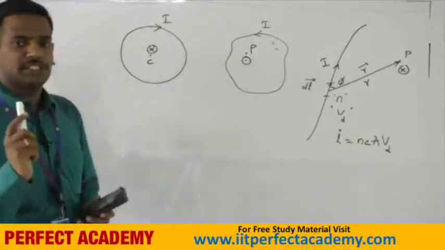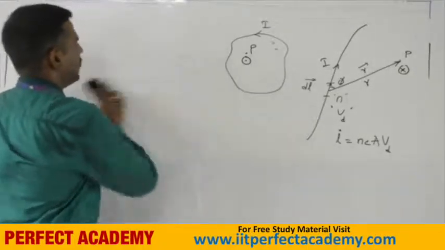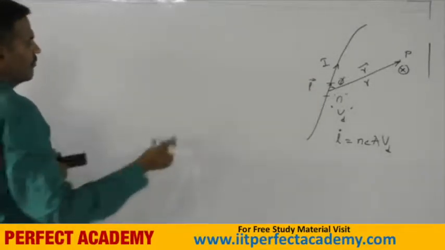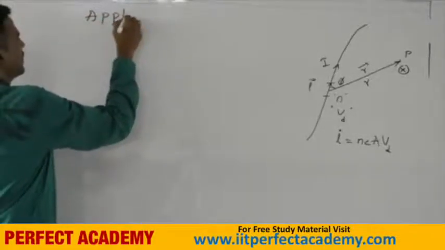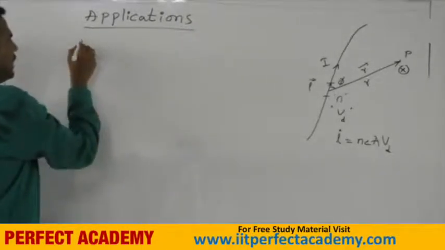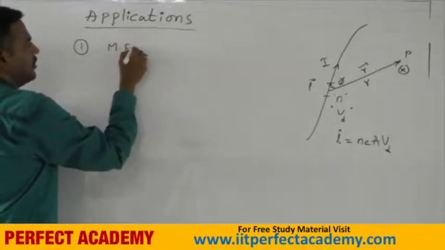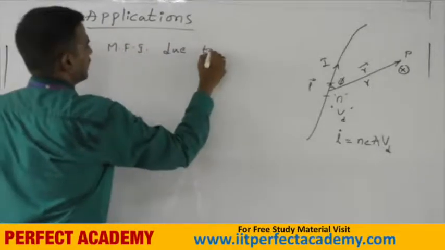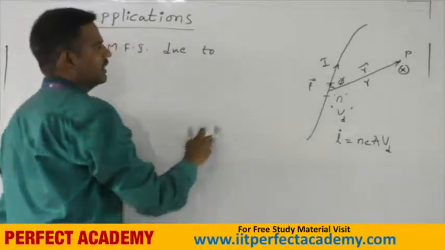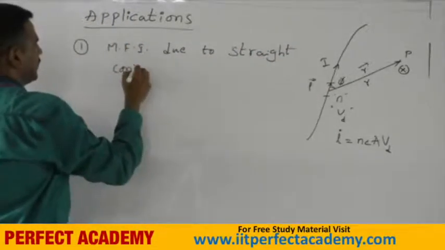And let us see some important applications of the Biot-Savart law. So we will start now with the applications of Biot-Savart law. We will begin by writing the formula for the magnetic field intensity due to a straight conductor. So this is what we have done for an irregular shaped conductor. Now I am going to tell you the formula for a straight conductor.